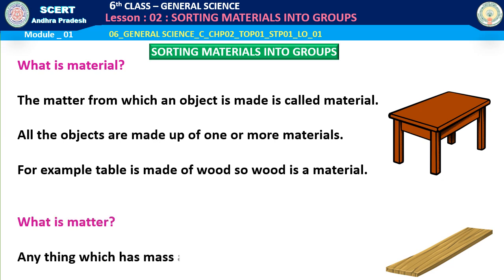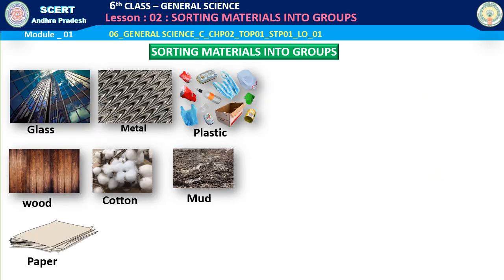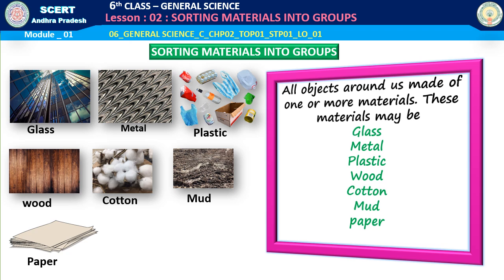Then what is matter? Anything which has mass and occupies space is called a matter. From matter, we will prepare materials. All objects around us are made by the following materials. All objects around us are made up of one or more materials. These materials may be glass, metal, plastic, wood, cotton, mud and paper.